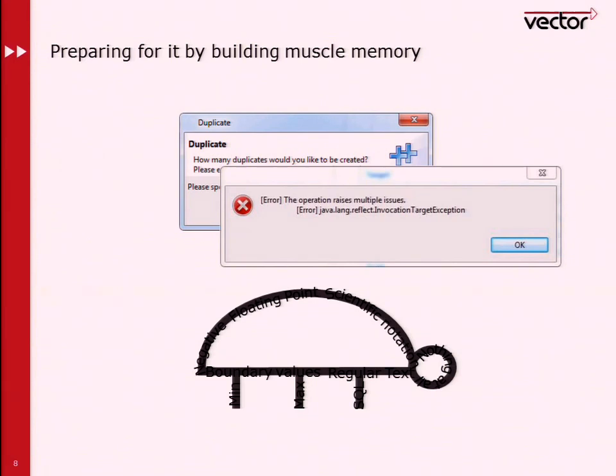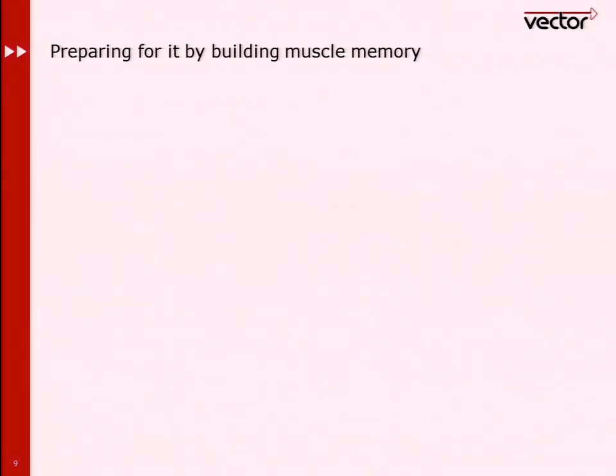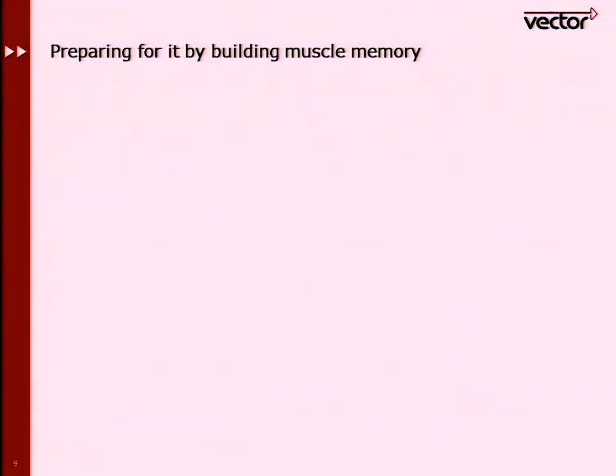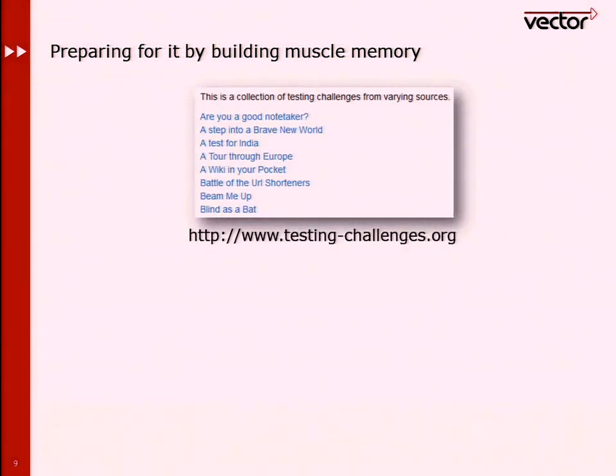Now, how can you build up muscle memory? For some people, that's natural. Others need exercise. And there are 3 ways I found to build up muscle memory. The first one is a nice website called testingchallenges.org. It's a wiki run by Markus Gärtner, and it just collects testing challenges from all over the world. Things that people wrote in blogs, that happened at conferences, whatever.